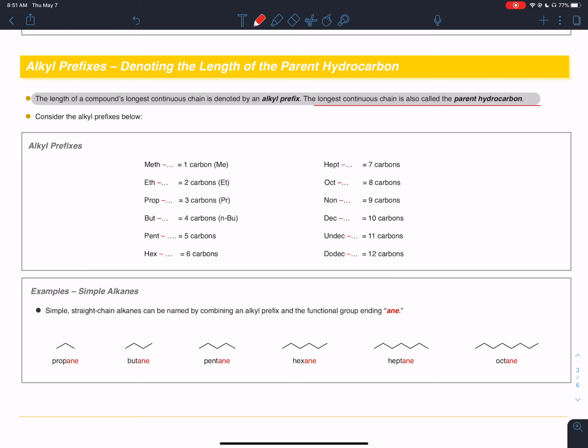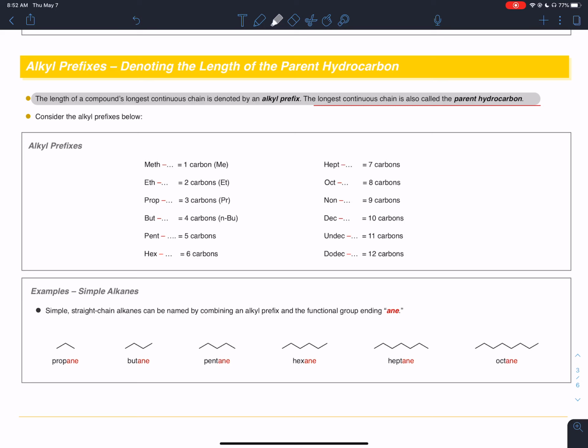You will become intimately familiar with these prefixes and use them all the time, okay? The prefix meth is used to symbolize one carbon, eth symbolizes two carbons, prop symbolizes three carbons, but indicates four carbons, pent is used for five carbons, hex for six carbons, hept is for seven carbons, oct is used to denote an 8-carbon chain, non a 9-carbon chain, dec is used for a 10-carbon chain, undec 11, and dodec is 12.